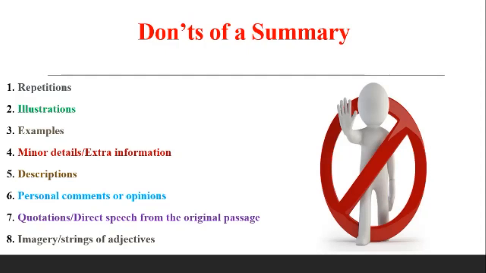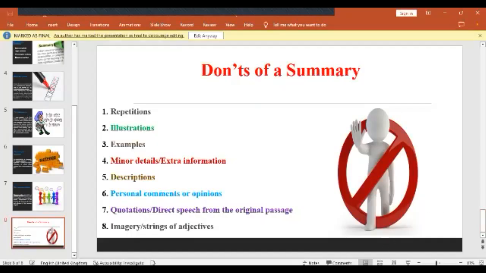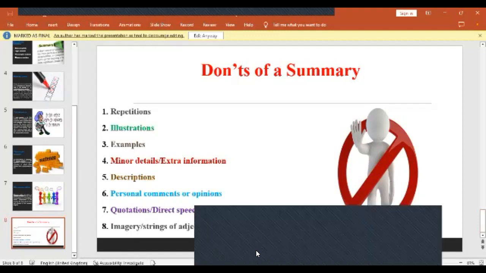And lastly, imagery. Don't give us metaphors and similes. Remember, there's no need for flowery language. Go straight to the point, stick to the facts, nothing more. I think this has been helpful to us.